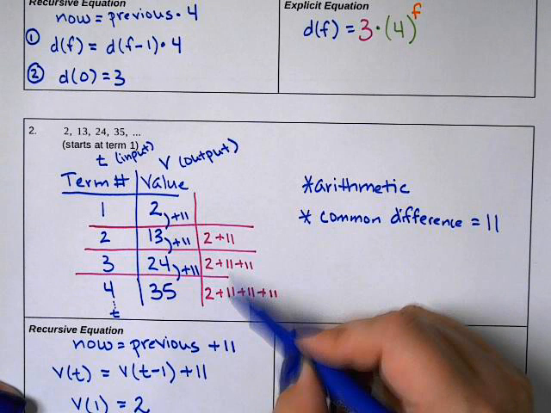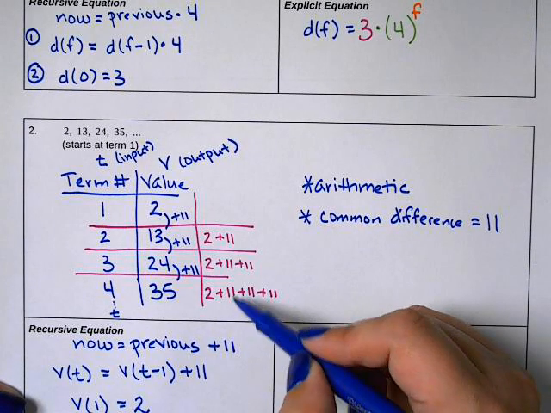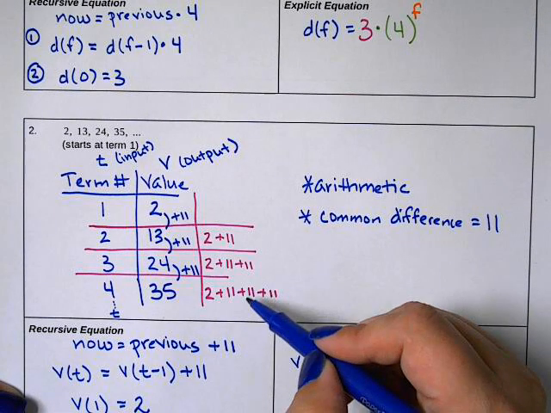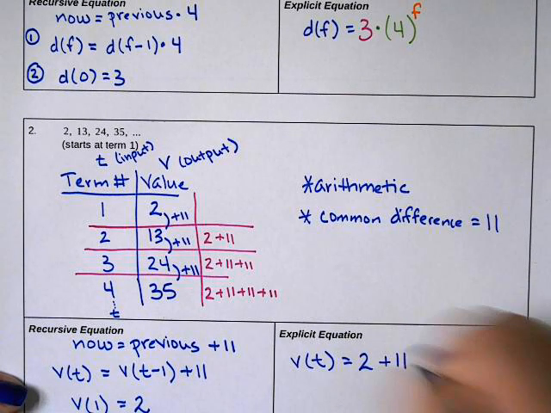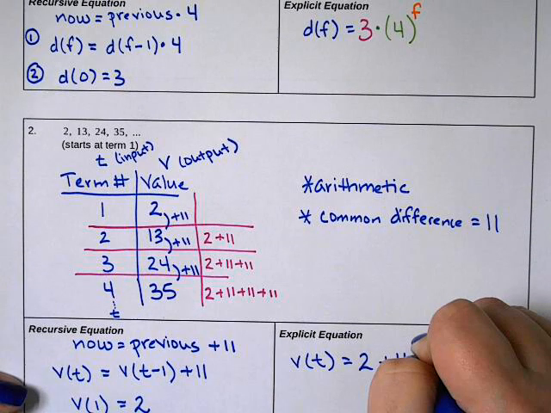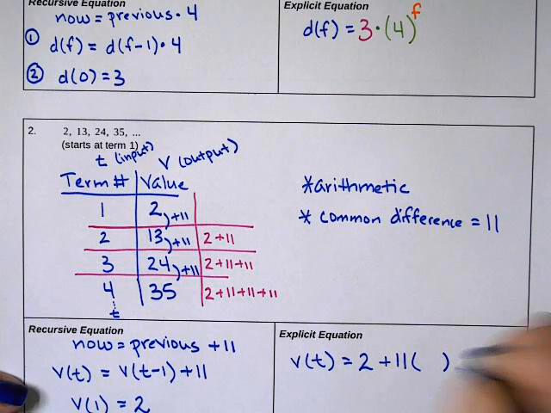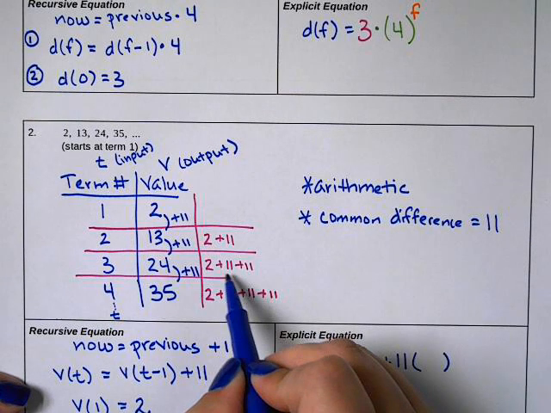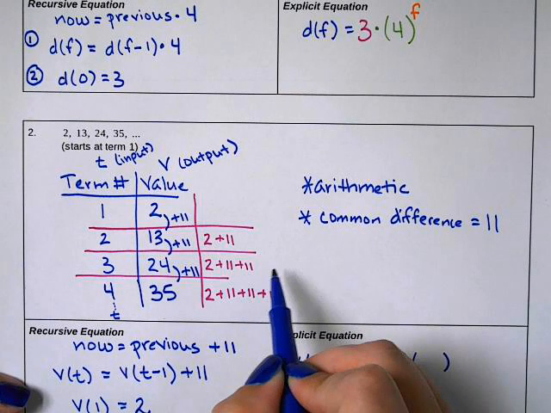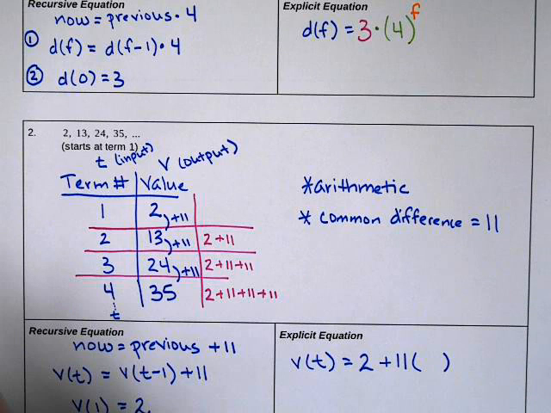Then I can see I'm adding 11, and the thing that's changing is just the number of times I'm adding 11. So I know that this is going to be 2 plus 11, and I just need to figure out what's special about the number of times I'm adding 11. We know if we're writing plus 11 plus 11 plus 11, we can rewrite that as multiplication.